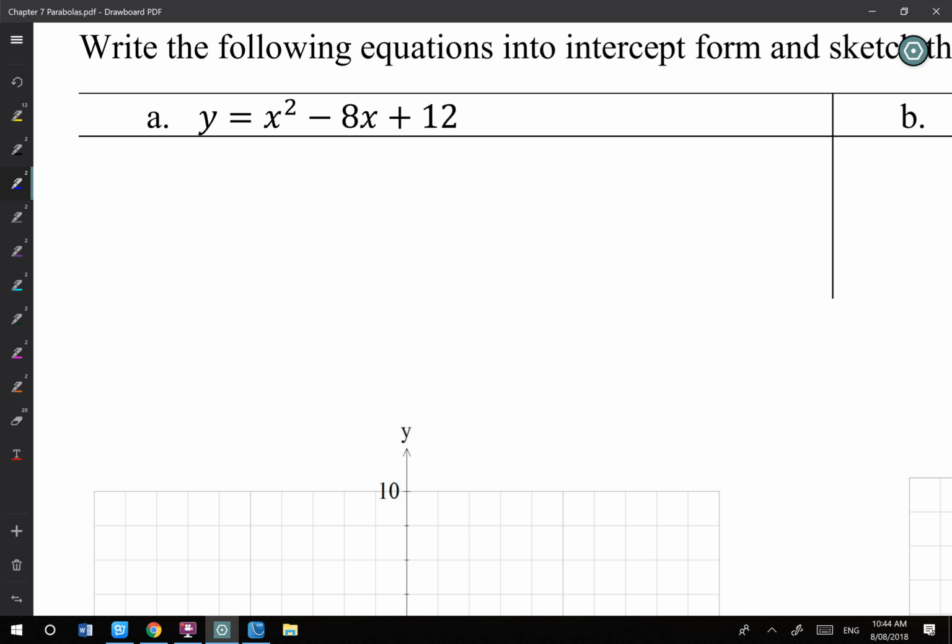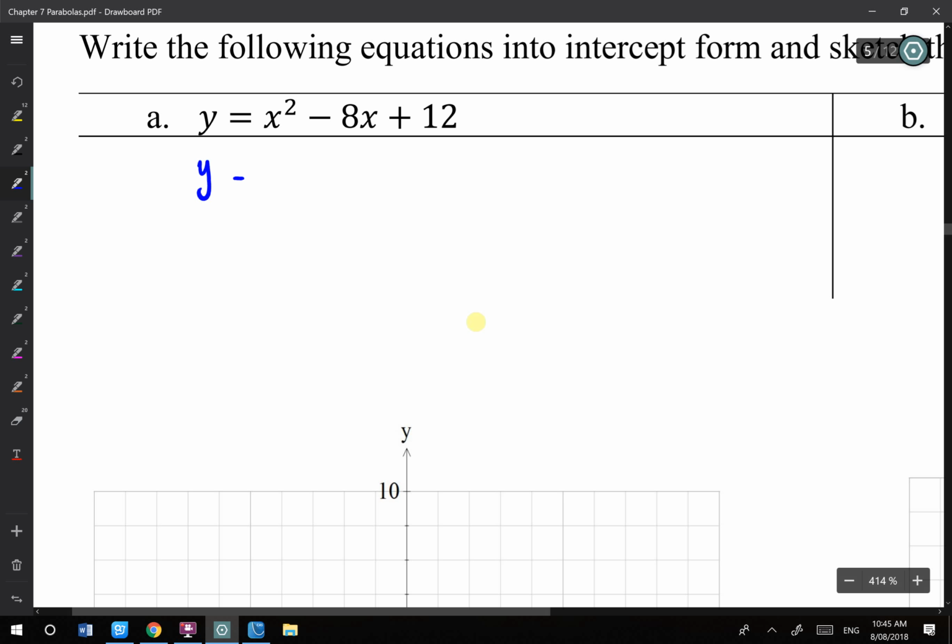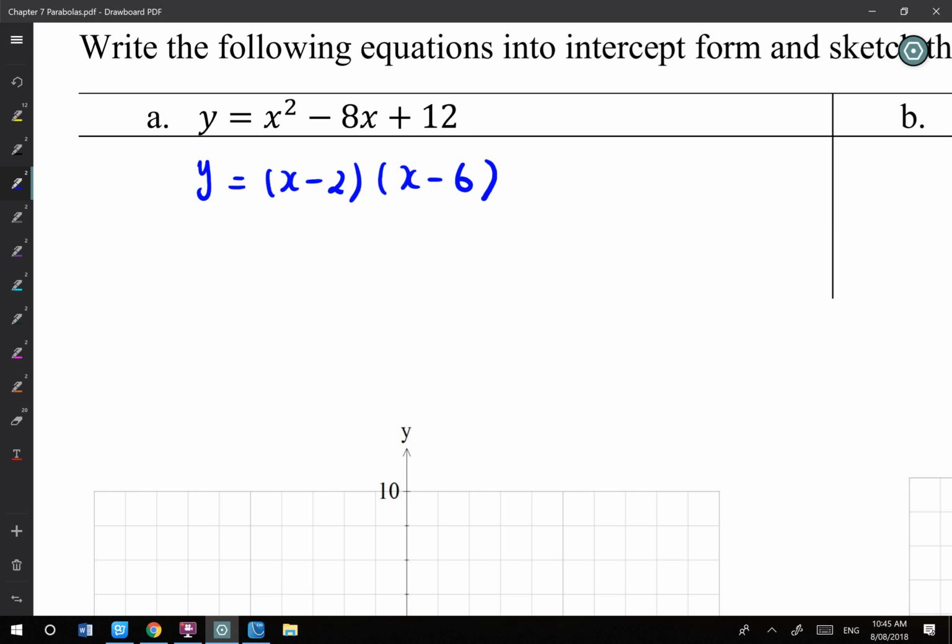But if we see this question, what are the two factors I should have for that question? Minus 6 and minus 2. So x minus 6 and x minus 2. That's the factorized form we should have.